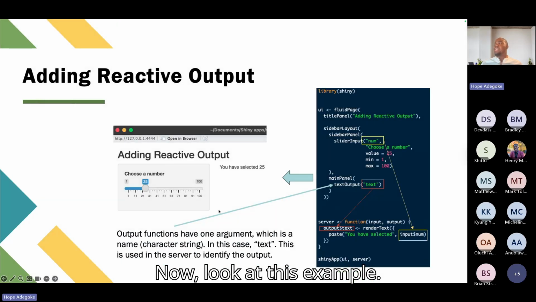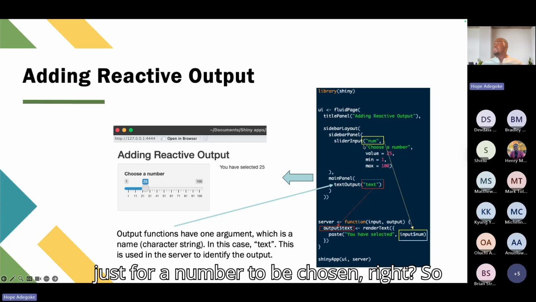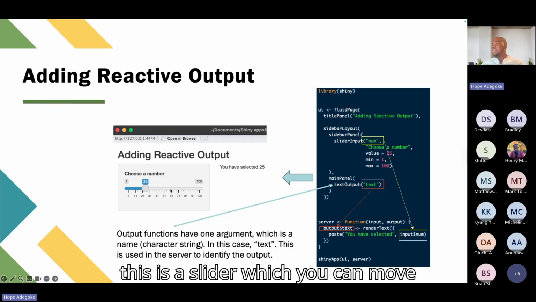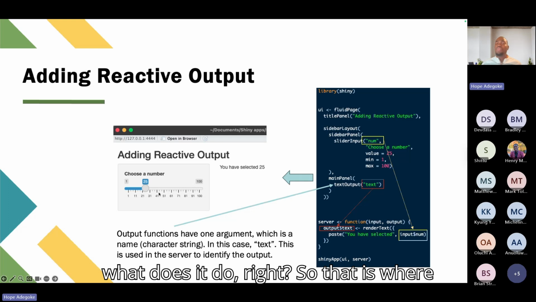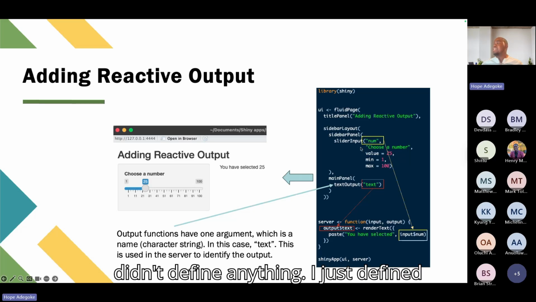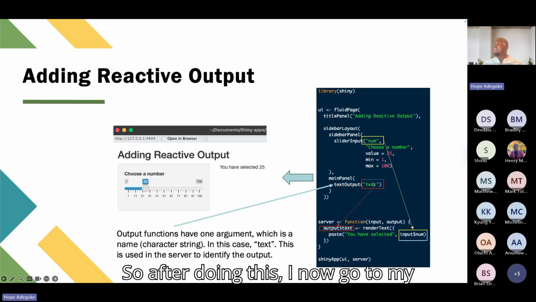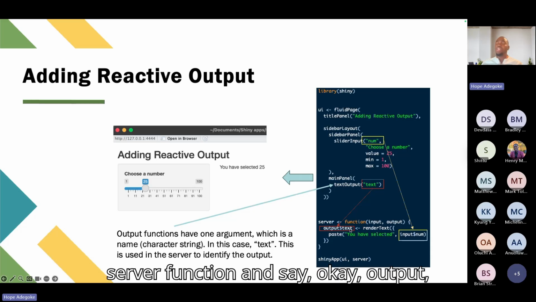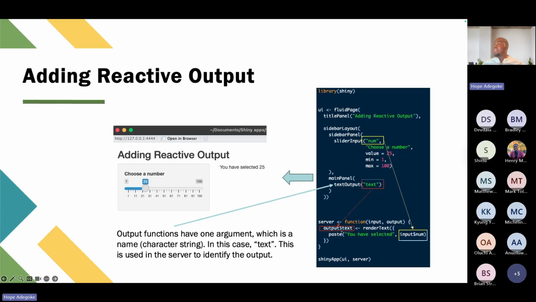Now, look at this example. We added a sidebar layout just for a number to be chosen, right? So this is a slider which you can move around. So once you move this around, it is just an input. You are just telling the app that, okay, I'm moving this to 51, but what does it do, right? So that is where output comes in. So I want it to return a text output named text. I didn't define anything. I just defined the location, right, and the name. So after doing this, I now go to my server function and say, okay, output, then $text.